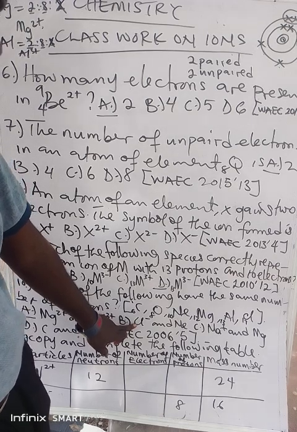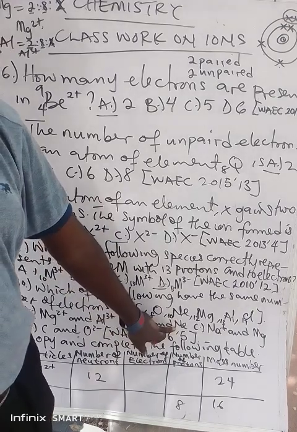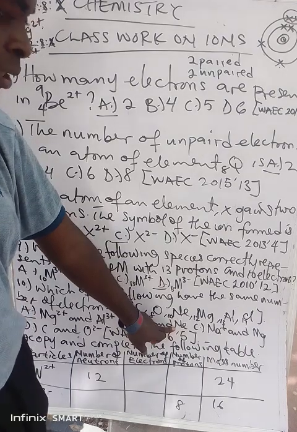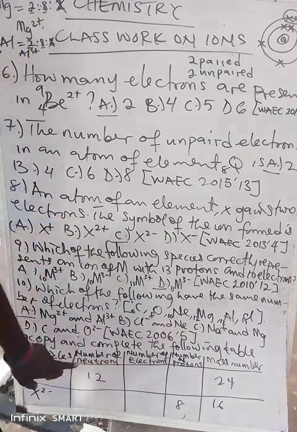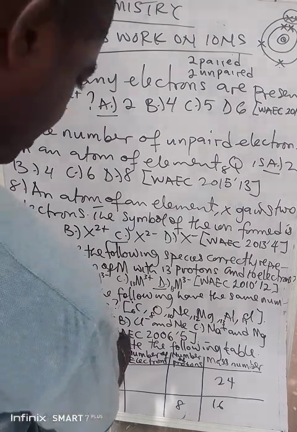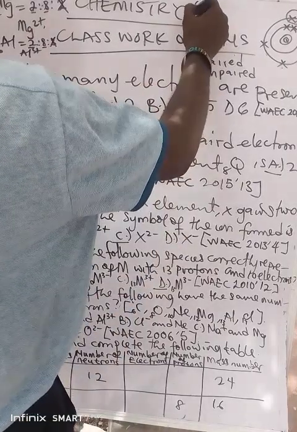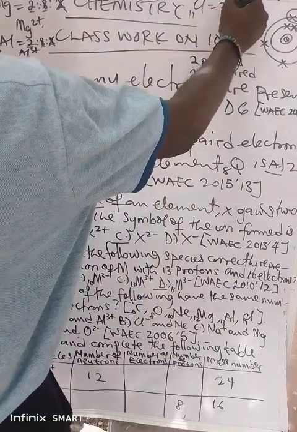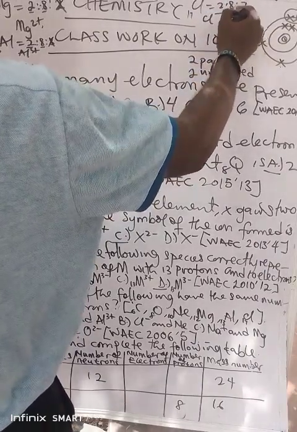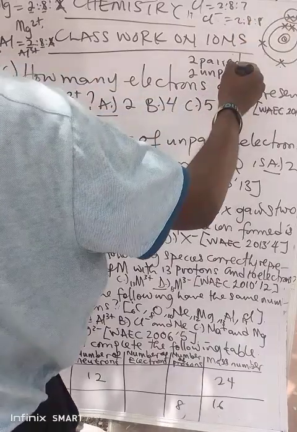It is now going to be what? 2, 8, 8. But neon is number 10. 10 is 2, 8. So this one is 2, 8, 17. Chlorine 17 is 2, 8, 7. So for it to become Cl minus, it has become 2, 8, 8.